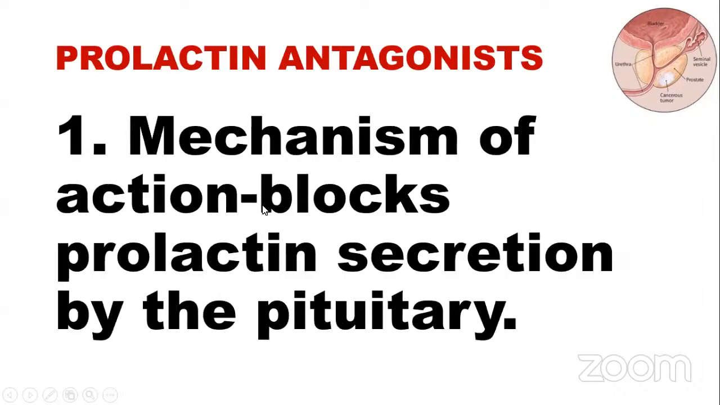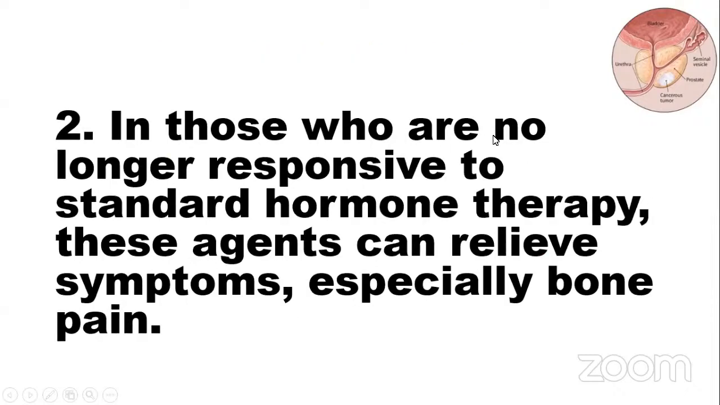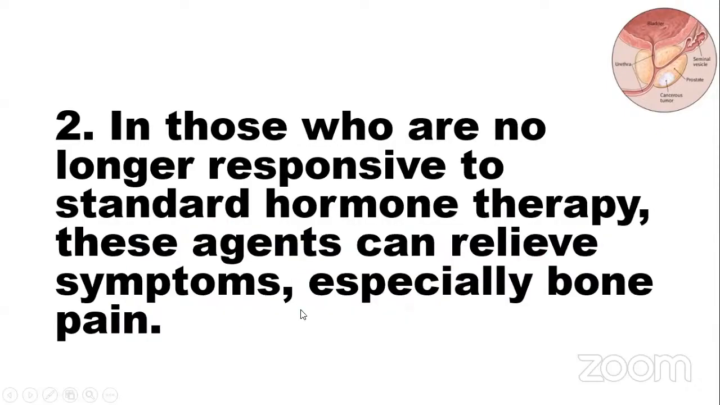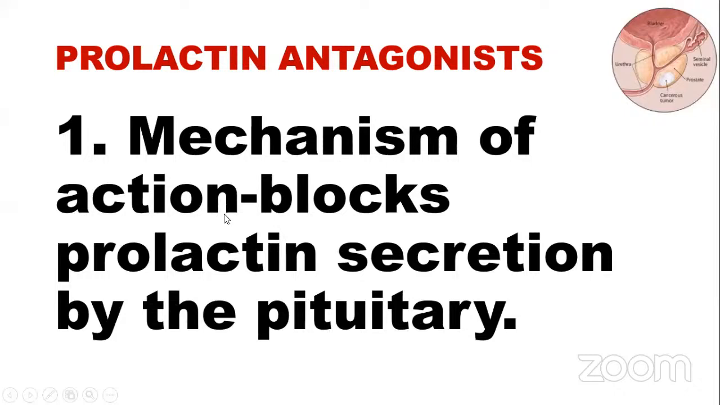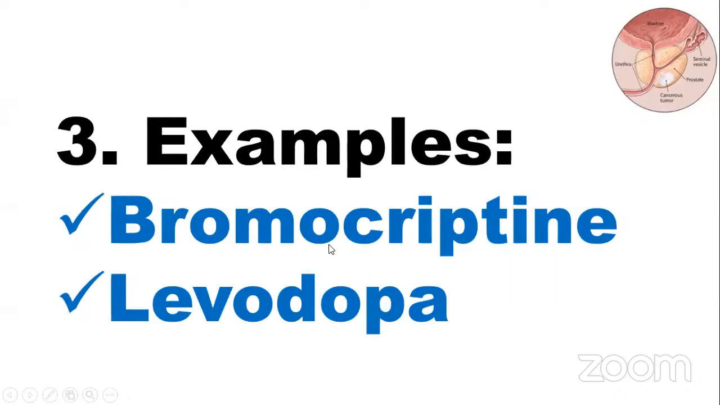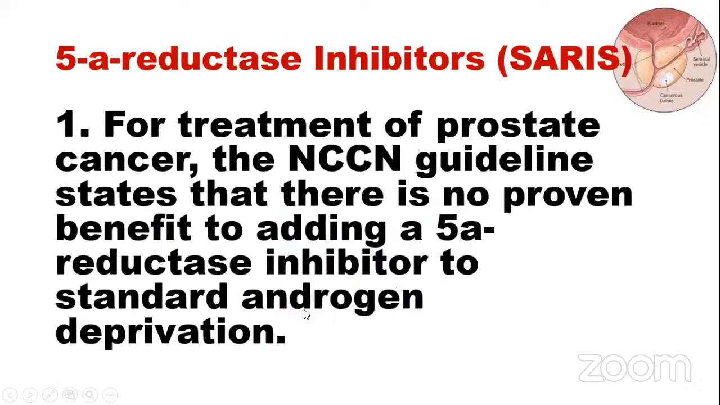Prolactin antagonist. Mechanism of action: blocks prolactin secretion by the pituitary. In those who are no longer responsive to standard hormone therapy, this agent can relieve symptoms, especially bone pain. Examples: bromocriptine and levodopa.